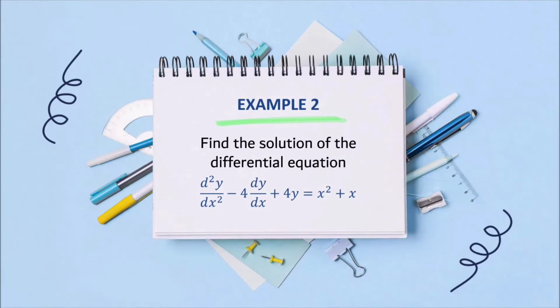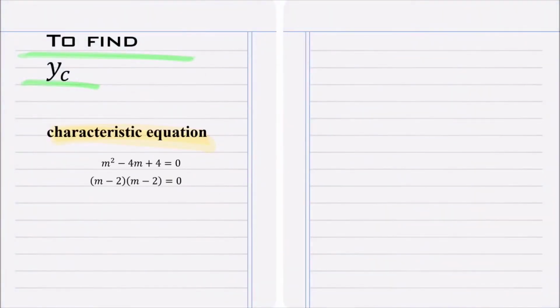Let's look into another example. Find the solution of the differential equation below. First, we need to find yc. We need to substitute dy over dx by m. By factorizing, we can get m equal to 2. Since the roots are real and equal, yc is equal to (a plus bx) times e to the power of 2x.